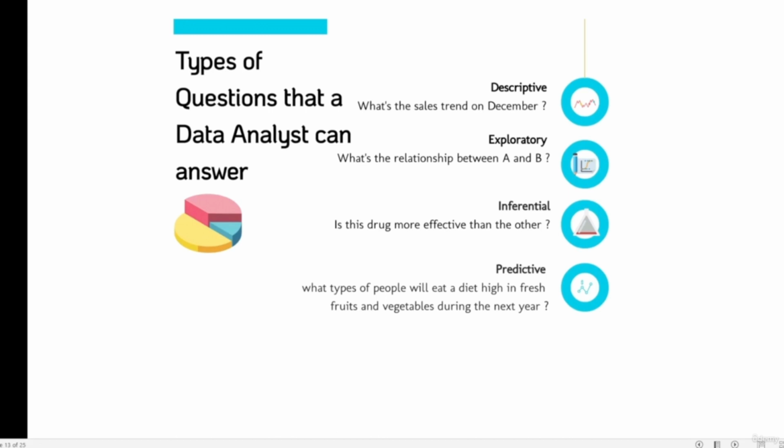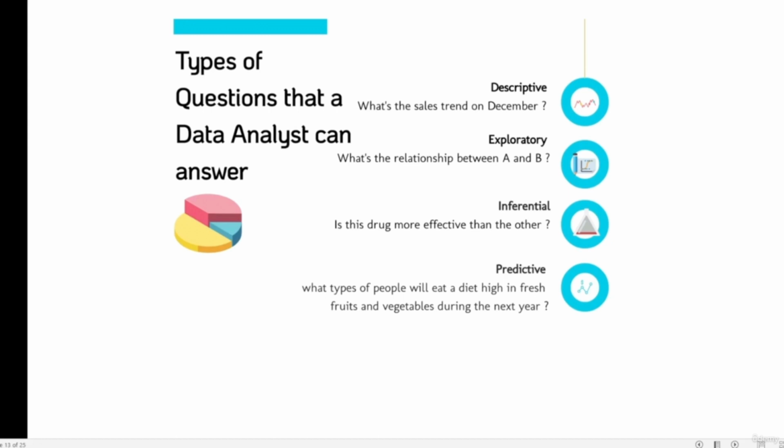On the other hand, an exploratory question is the one in which you analyze the data to see if there are patterns, trends, or relationships between variables. For example, what is the relationship between A and B? Third, an inferential question would be a restatement of a proposed hypothesis as a question and would be answered by analyzing a different set of data. For example, is this drug more effective than the other?